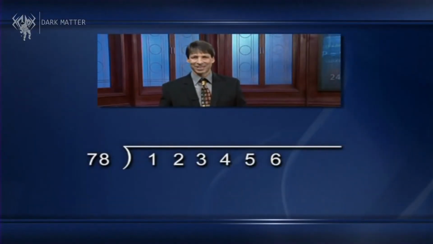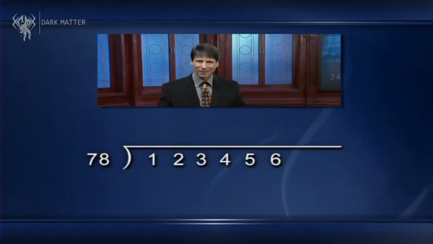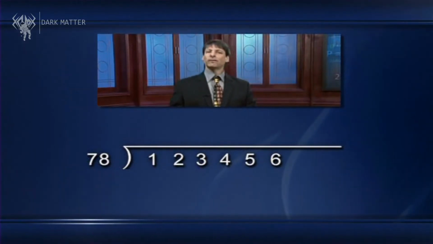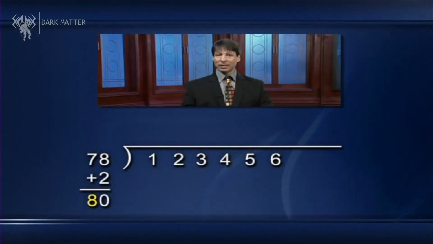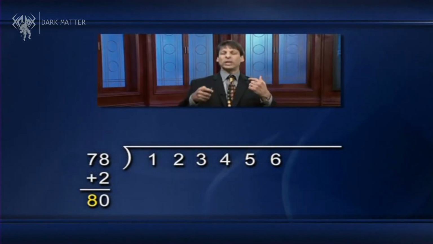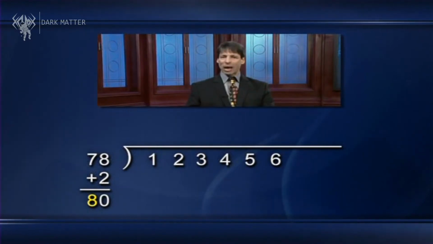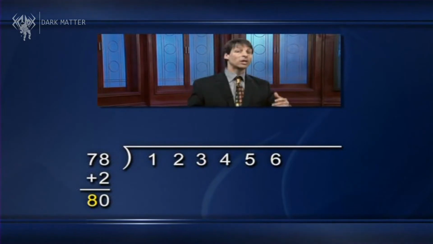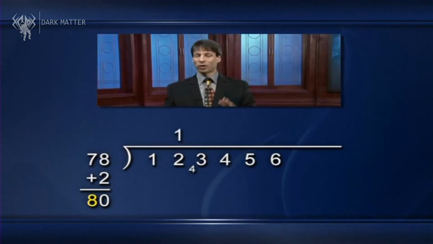Consider the problem 123456 divided by 78. All right, we start the problem the same as before. What's our divisor? Our divisor is 8, right? Because we went up 2 to get to 80. All right, now we divide 8 into 12. 8 goes into 12 once with a remainder of 4, so the 1 goes up and the 4 goes down.